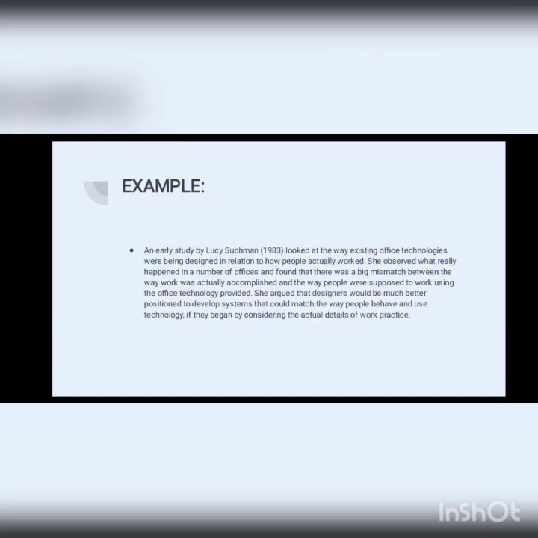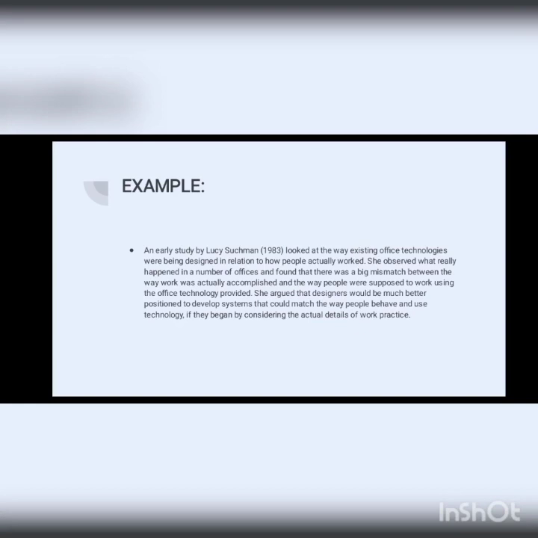So for example, an early study by Lucy Suchman from 1983 looked at the way existing office technologies were being designed in relation to how people actually work. She observed what really happened in a number of offices and found that there was a big mismatch between the way work was actually accomplished and the way people were supposed to work using the office technology provided.